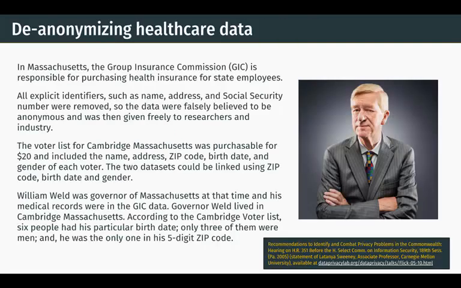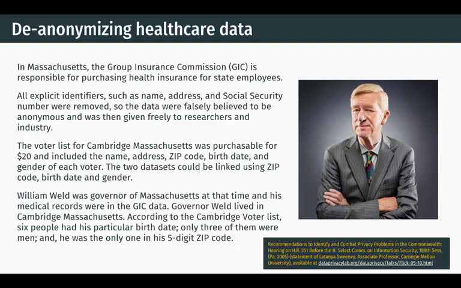Those examples date from a bit before 2005 to just recently. For instance, take healthcare data. In Massachusetts, the GIC is responsible for purchasing health insurance for state employees. It has a database of different health information with personal data attached to it. They thought they were doing a good thing by giving the anonymized data away freely to researchers and companies so that they can build better models, either for research or for their companies.